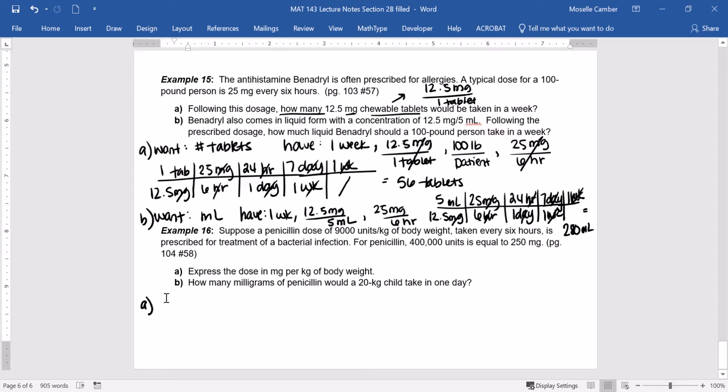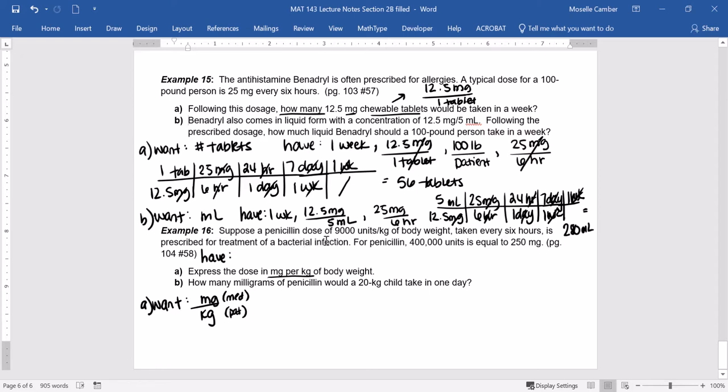Okay, so in this case, what we want is to express the dose in milligrams per kilogram of body weight. So we want milligrams of medicine per kilogram of body weight. Notice they're both grams, but we're comparing different things. So this is the medicine and this is the patient. Okay, I'm going to put my have list up here.